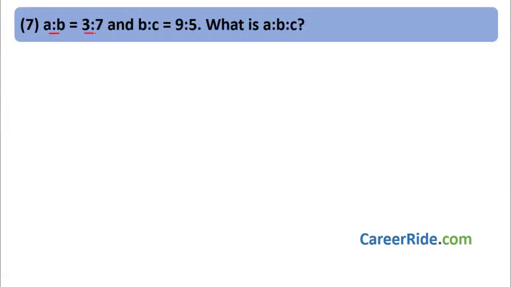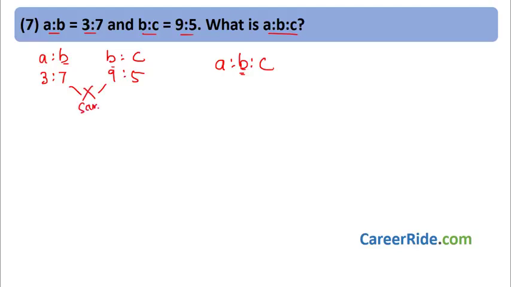A is to B is 3:7 and B is to C is 9:5. What is A is to B is to C? Now we cannot directly write 3. We have A is to B and we have B is to C. What is here? 3:7. What is here? 9:5. Now we have to find A is to B is to C. So we cannot directly write value of A as 3, value of C as 5, because here there is only one B over here, but there are two B's over here and value of both are not same. So what to do? Very easy. Just make the values of both the B's same and then we can write the answer.